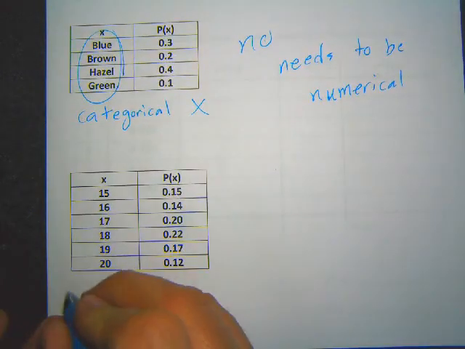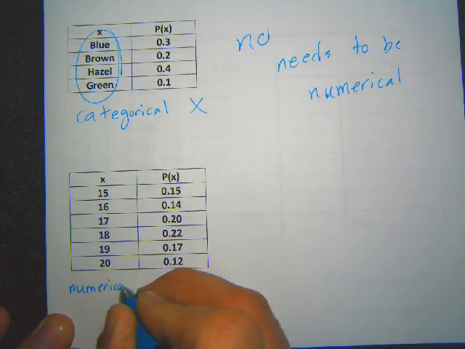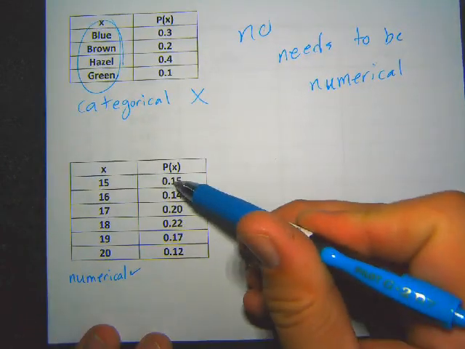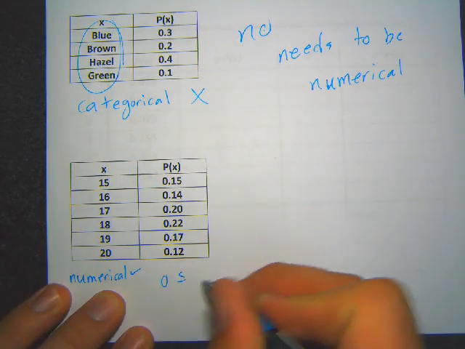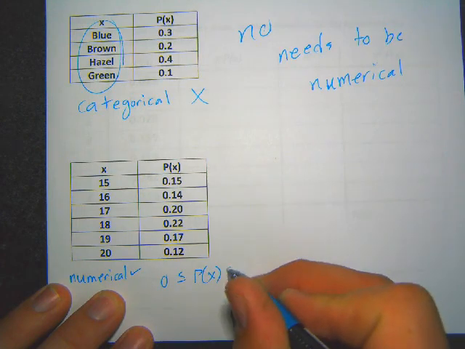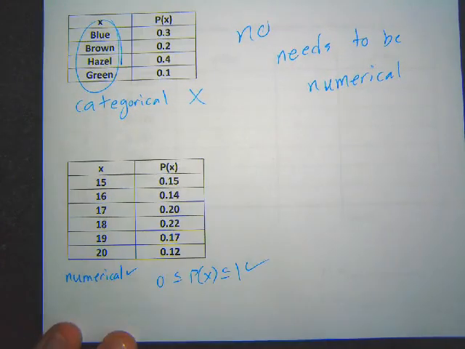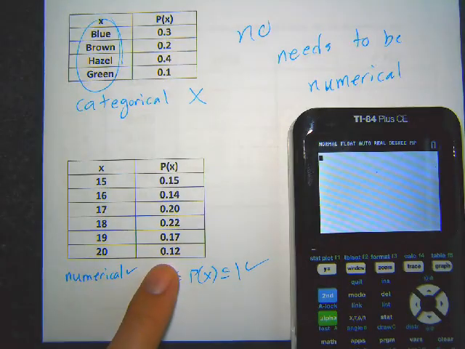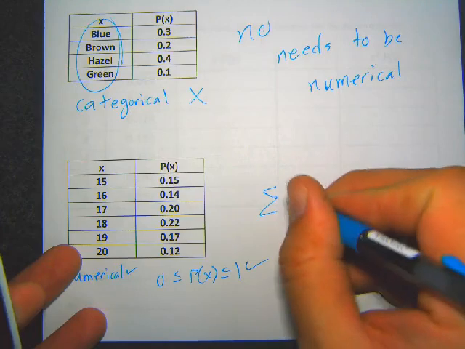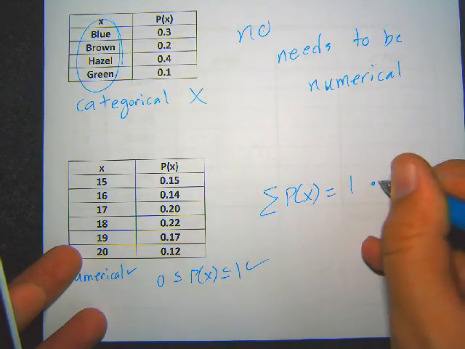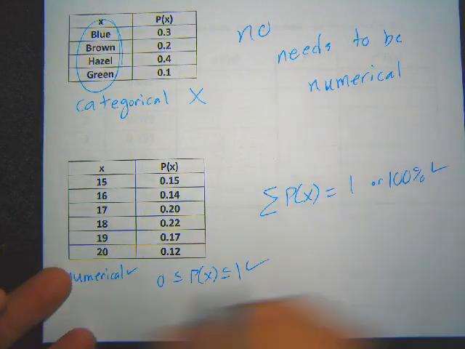Okay, last one. Again, this is numerical, so we're good there. We're looking for numerical, and these are numbers. So that works. I look at each value: is it between 0 and 1? These are all decimals between 0 and 1, so yes. 0 is less than or equal to the probability of each value, which is less than or equal to 1. Checks out. And then the last thing we check is whether they add up to 1. So I add up my values, and I get 1. The sum of the probabilities is 1, or 100%. That checks out, so it passes all three parameters.